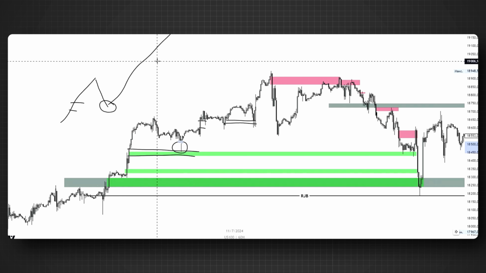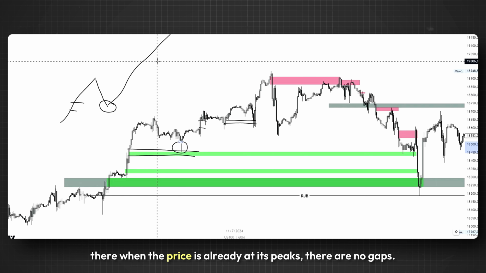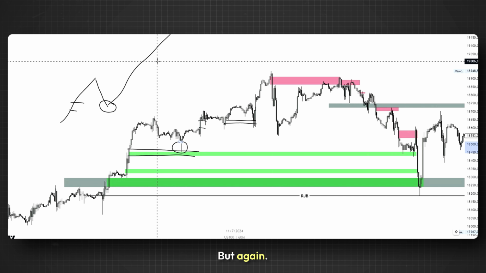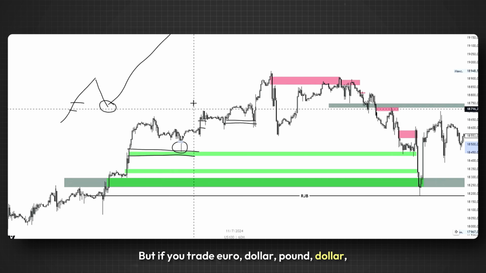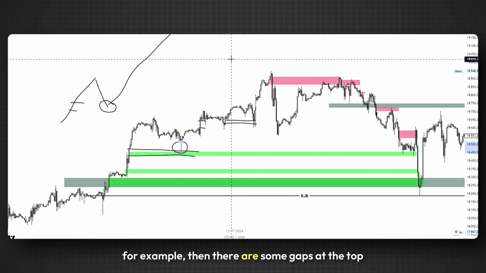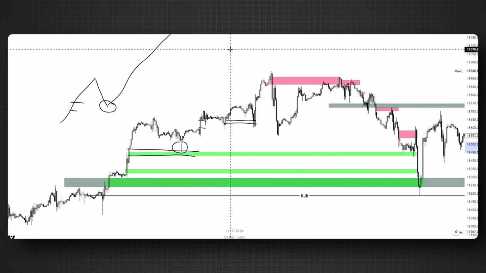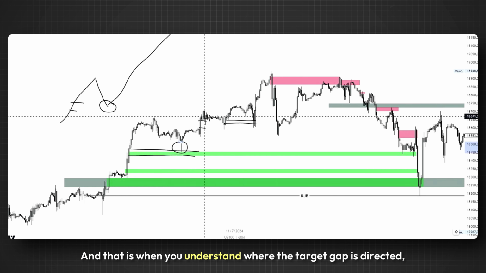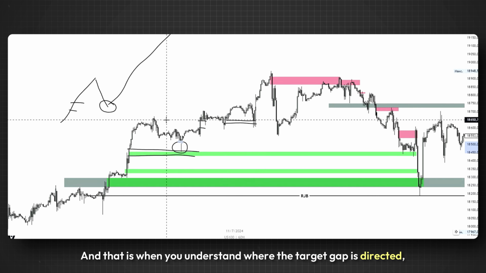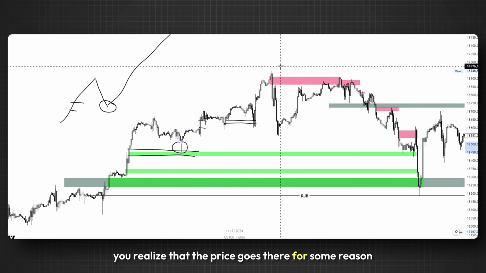And when you realize that the price moves in this format, you move with the market using these C-reps. And again, for example, when it is indices, when the price is already at its peaks, there are no gaps, then a slightly different approach is used there. But again, it is not about that. But if you trade euro-dollar, pound-dollar, for example, then there are gaps at the top and at the bottom, and you can be guided by that. And when you understand where the target gap is directed, you realize that the price goes there for some reason.